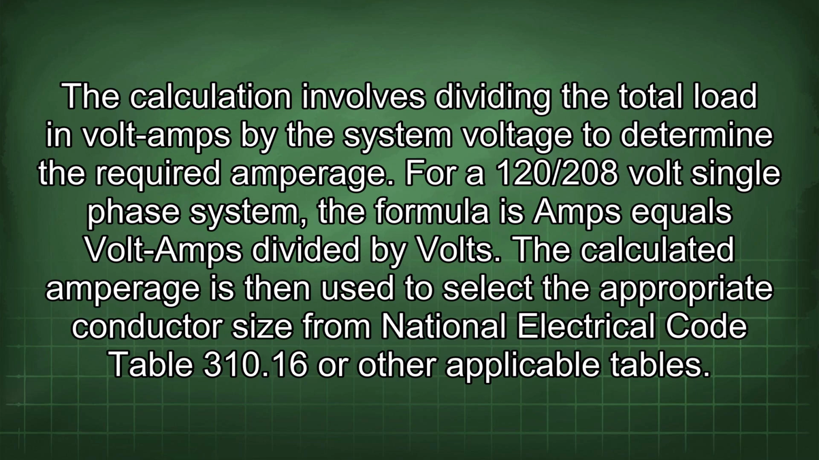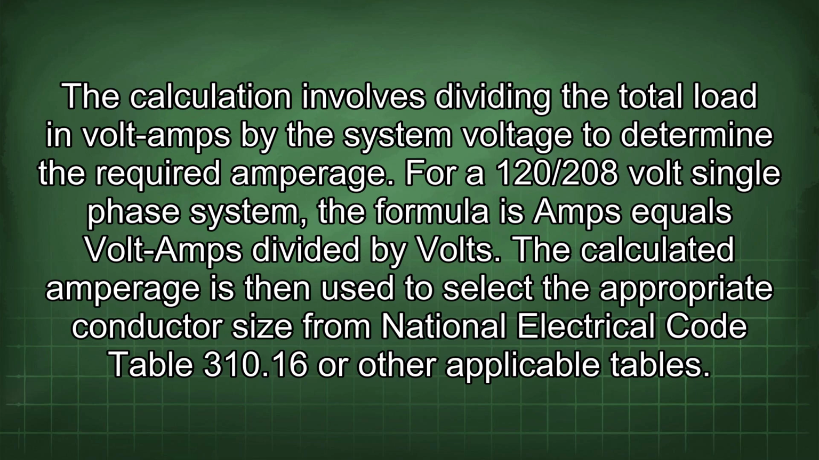For a 120/208 volt single-phase system, the formula is amps equals voltamps divided by volts. The calculated amperage is then used to select the appropriate conductor size from National Electrical Code Table 310.16 or other applicable tables.